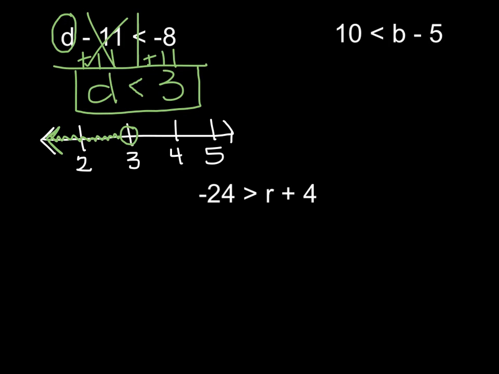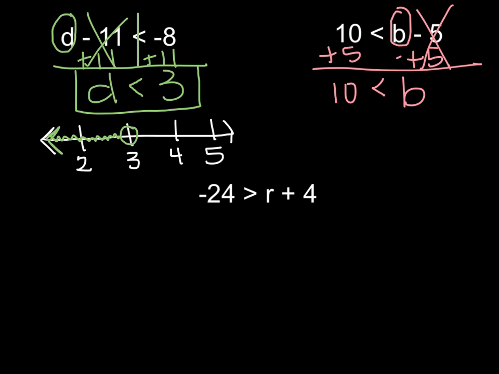10 is less than b minus 5. On this one, I am trying to isolate the b. To isolate the b, you need to do the opposite of subtracting 5, which is adding 5. You need to add 5 on both sides. So that cancels, leaving you with b, and 10 plus 5 is 15. And it isn't an equal sign, it's a less than sign. So that reads as 10 is less than b, which if you would rewrite it, you would say that b is greater than 10, and then you graph it.